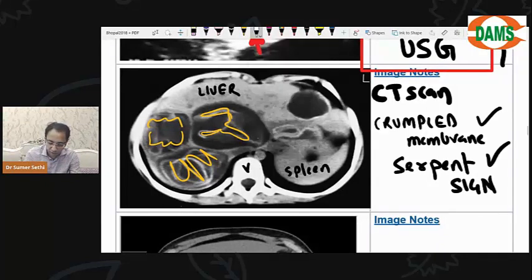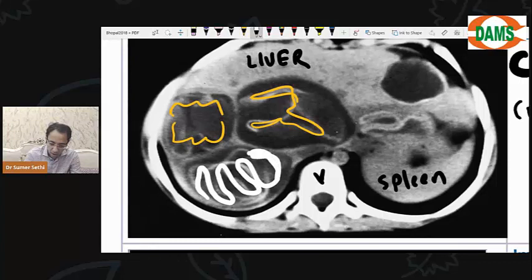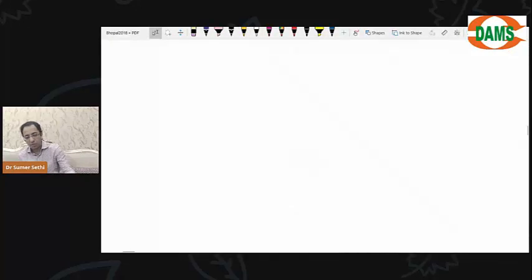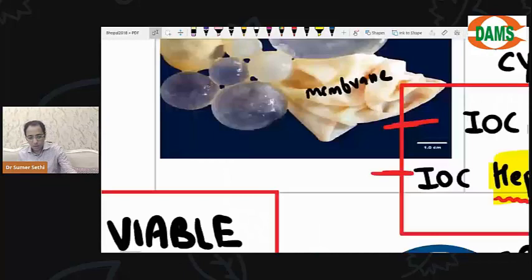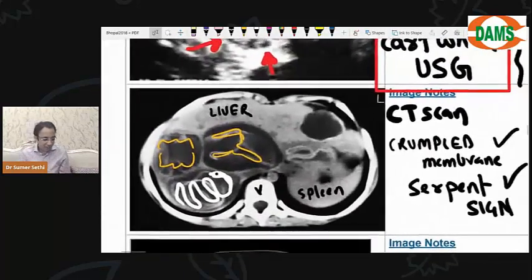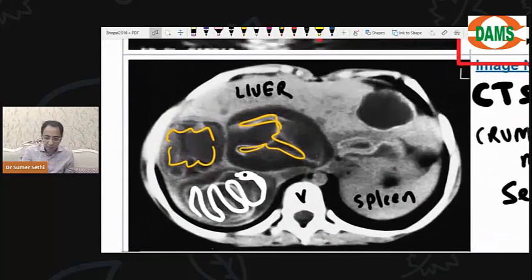Some of you are getting confused: where is the serpent? Beta, look. Don't be scared, it won't come out. Okay. Now tell me. That is why we have used words like crumpled membrane sign or serpent sign seen in hydatid. Everybody understands? So again, the answer here is hydatid.